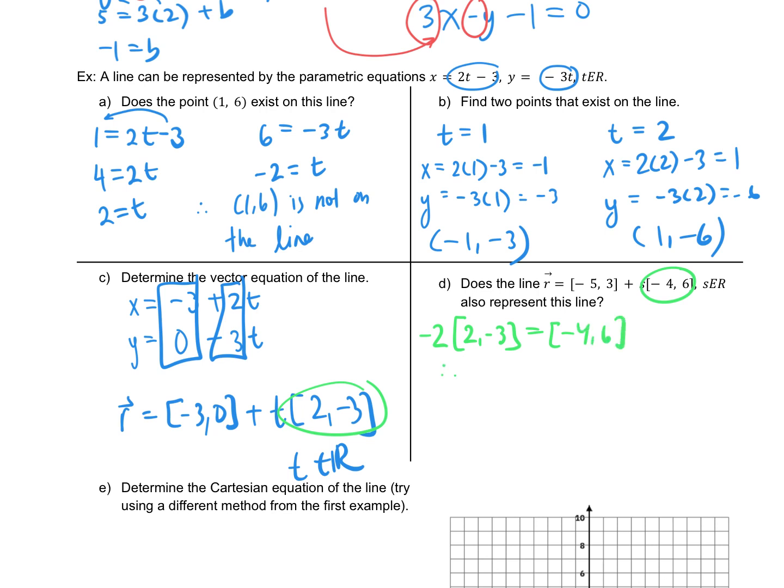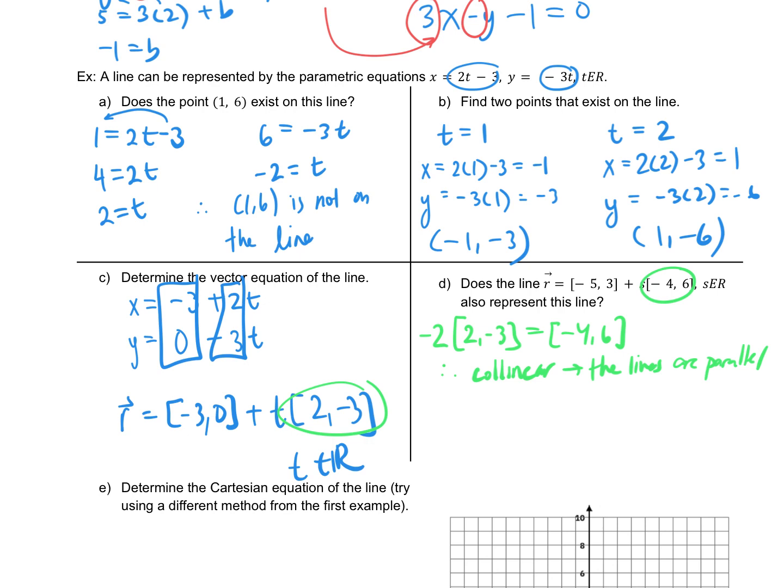So this means the vectors are collinear. The lines are parallel. Now, in order to see if they're parallel and distinct or coincident lines, we need to see if they share a point. If they share a point, then it's the same line. If they don't share any points, then they're parallel and distinct.